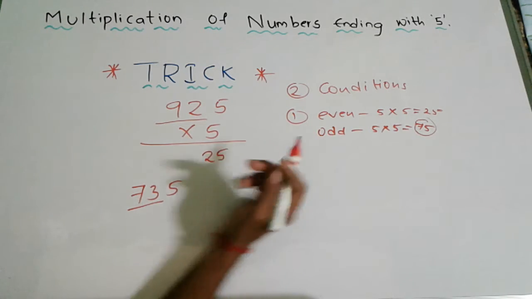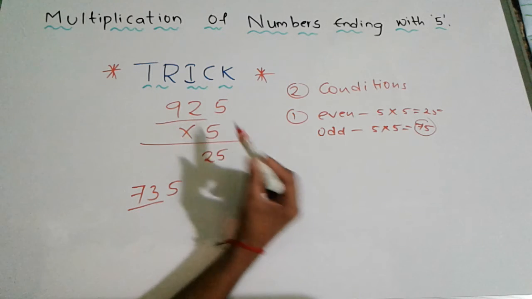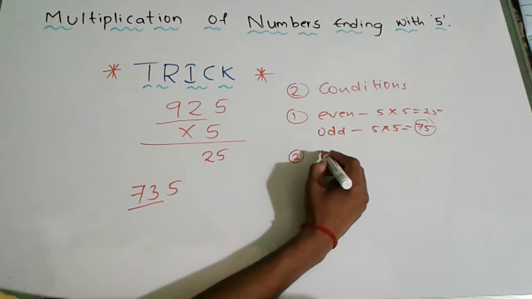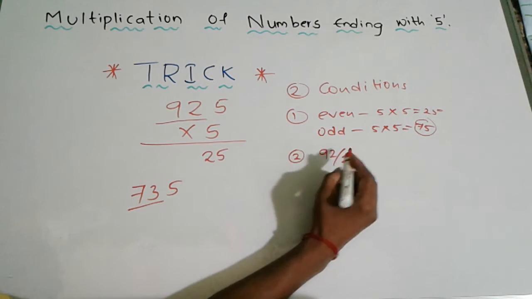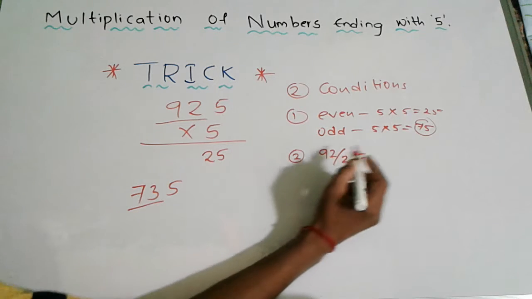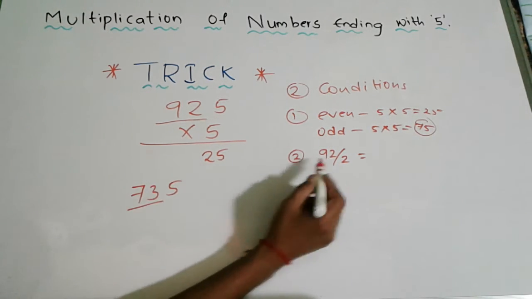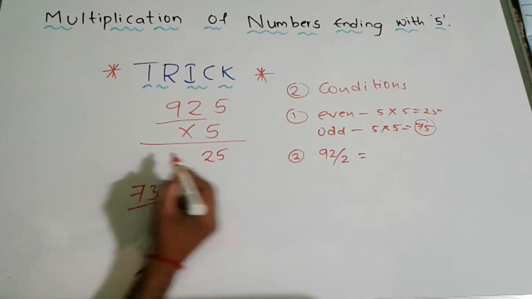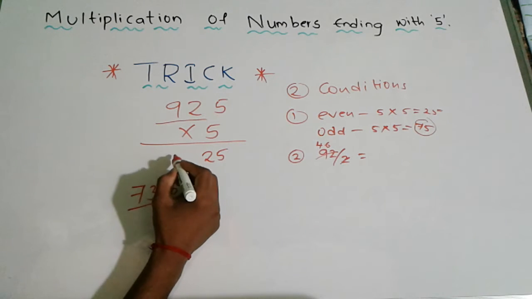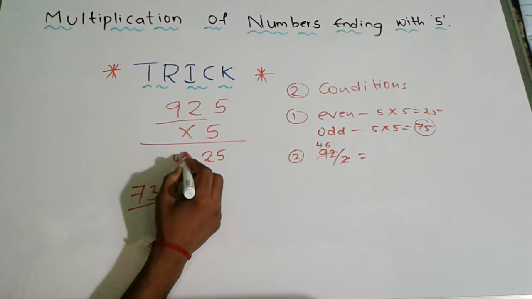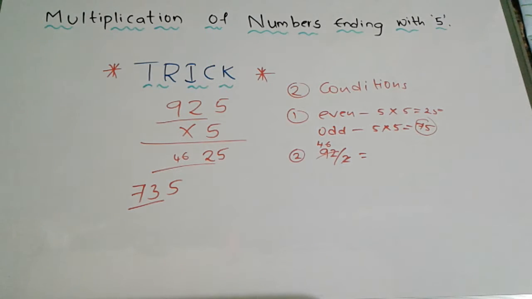And one more thing is, if the number is even, then you have to divide that number by 2, and the final answer is written over here. 92 by 2 means 46, right? 46. And this is our answer.